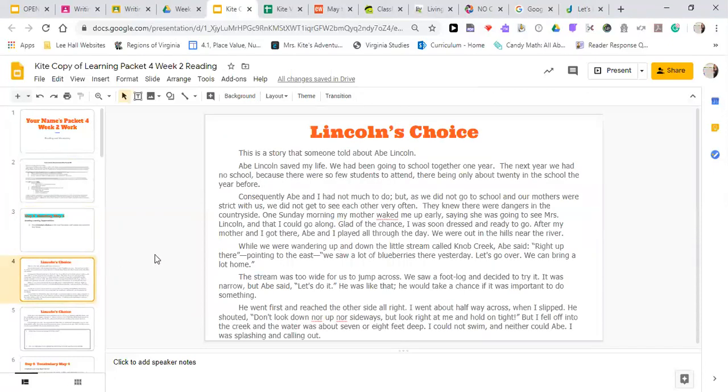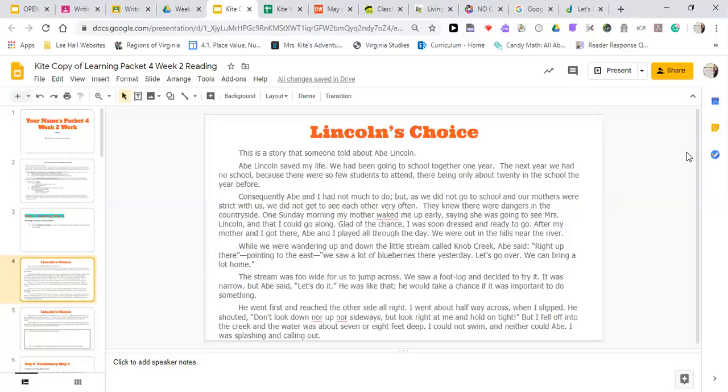This is a story that someone told about Abe Lincoln. Abe Lincoln saved my life. We had been going to school together one year. The next year we had no school because there were so few students to attend, there being only about 20 in the school the year before. Consequently, Abe and I had not much to do, but as we did not go to school and our mothers were strict with us, we did not get to see each other very often. They knew there were dangers in the countryside. One Sunday morning, my mother waked me up early, saying she was going to see Mrs. Lincoln and that I could go along. Glad of the chance, I was soon dressed and ready to go.